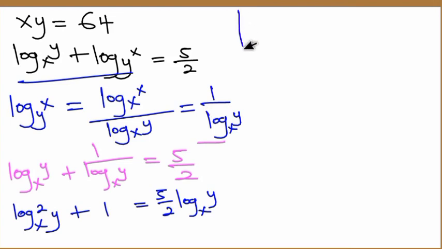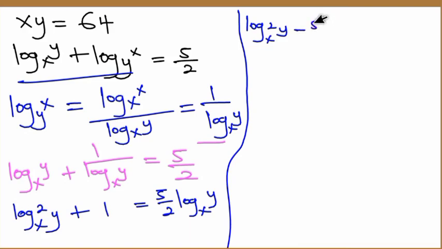So from there, we can rearrange the equation as log base x squared y minus my 5 divided by 2 log base x y plus 1 equals 0. So now we can see a quadratic equation here.